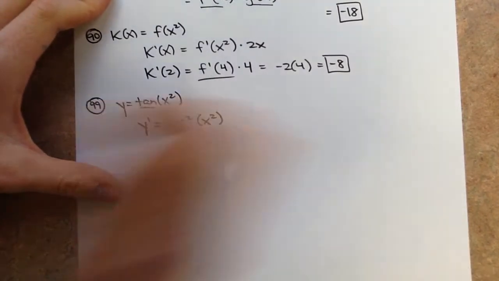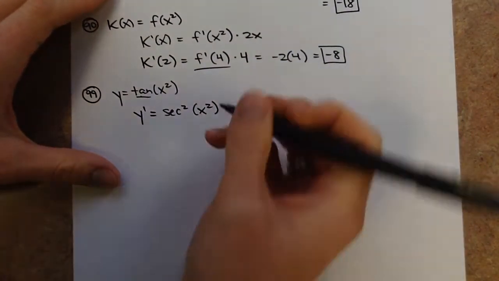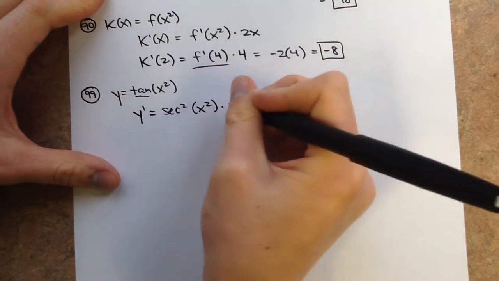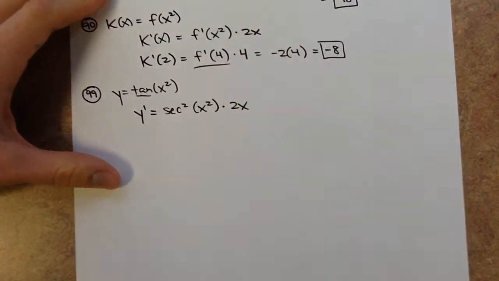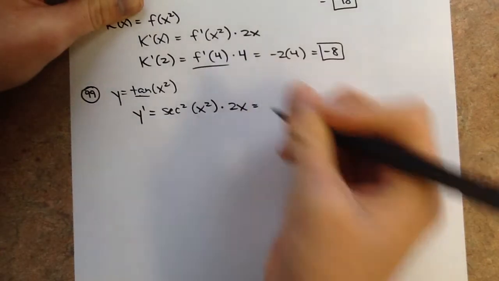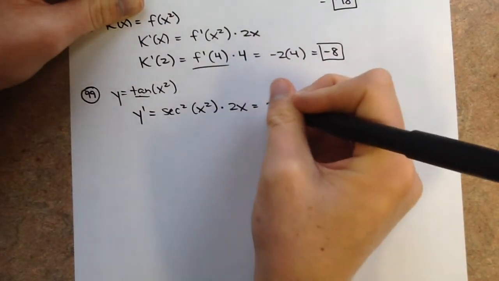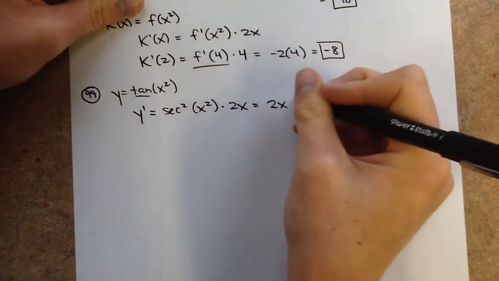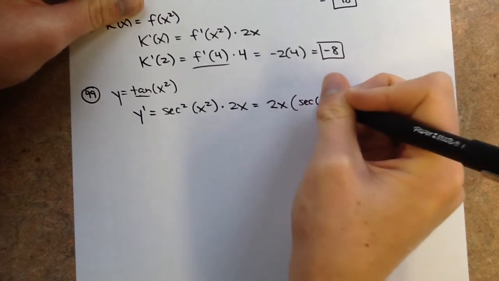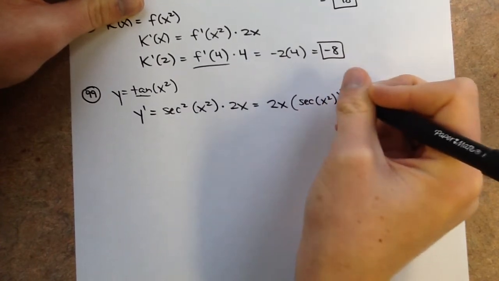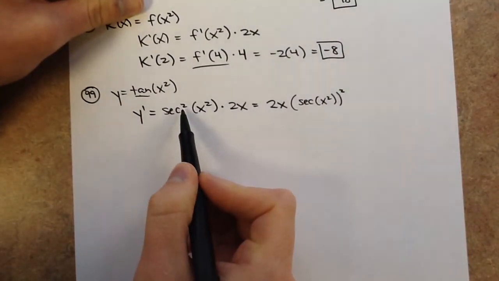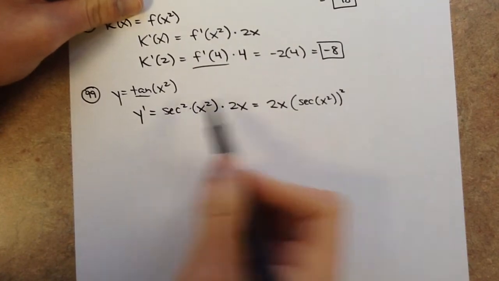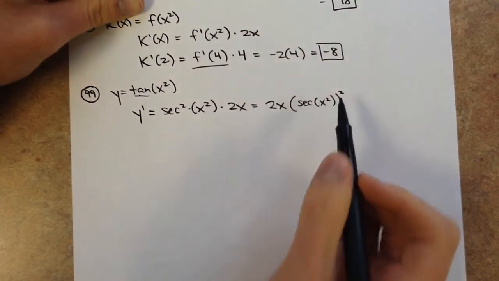I always leave my nested function in place, and then I multiply by the correction factor, which is the derivative of my nested function. So let's clean this up a little bit, just so I can take the second derivative easily. So 2x, and then remember, this secant function is being squared. That's what this 2 means right here, is that this secant function is being squared. So that is my first derivative.